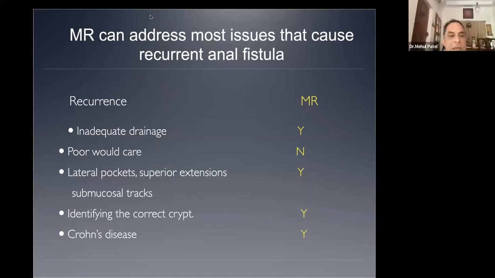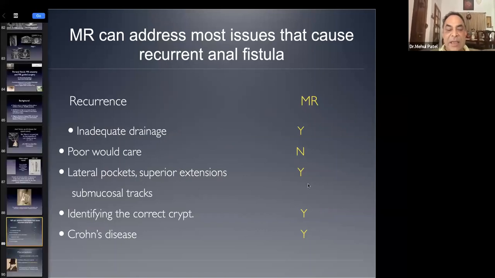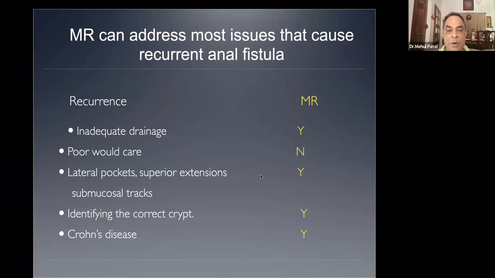So MR can identify, if you look at the causes of recurrence, the causes of recurrence are these, right? Inadequate drainage, MR can identify why. Poor wound care, it makes no difference. The lateral pockets, the superior extensions, submucosal tracts, MRI can identify. Identifying the correct crypt, MRI can identify. Presence or absence of Crohn's disease, MRI can identify. So if you look at the overall causes of recurrence, MR can identify all the causes apart from poor wound care.